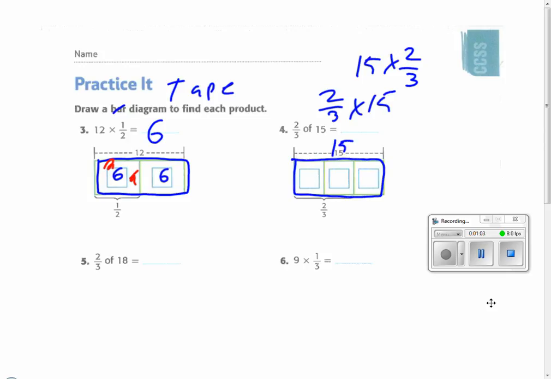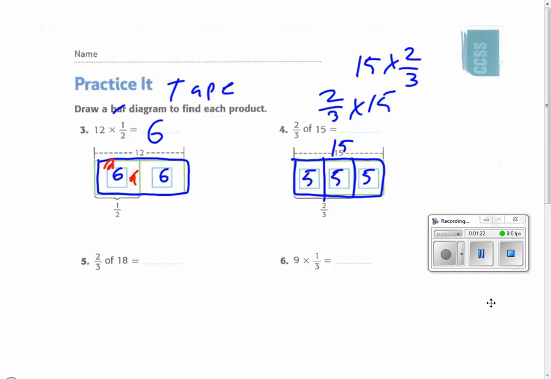Okay. Now, if it's 2/3, remember, we want to just first, before we figure out what 2/3 of 15 is, we want to know what's 1/3 of 15. We want to split this into thirds. So if I split it into thirds, it's 5, 5, and 5. So there I have thirds.